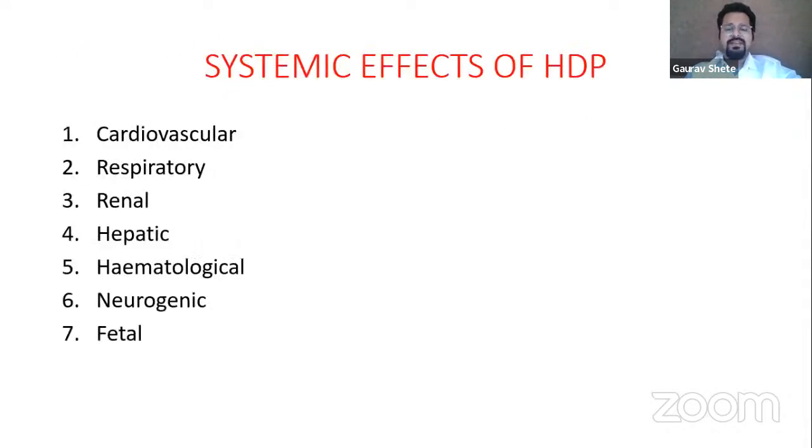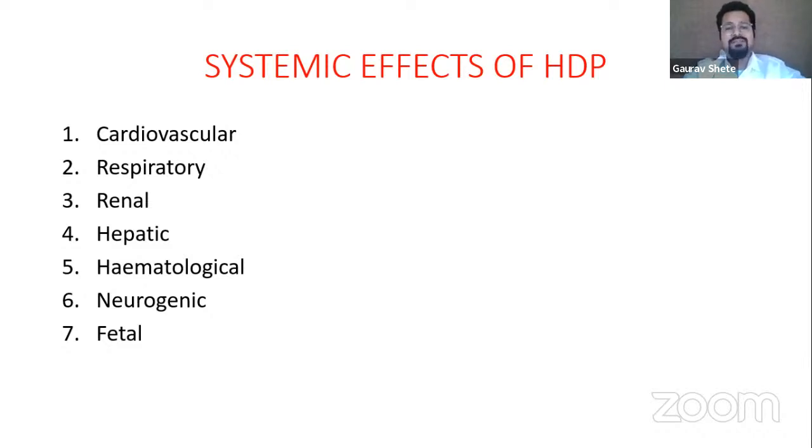So what are the systemic effects of hypertensive disorder of pregnancy? First, there is cardiovascular, respiratory, renal, hepatic, hematological, neurological, and fetal. So as you see, like I discussed before, there is multi-system involvement. Like in a non-pregnant patient, the hypertension will not severely take down all the systems.